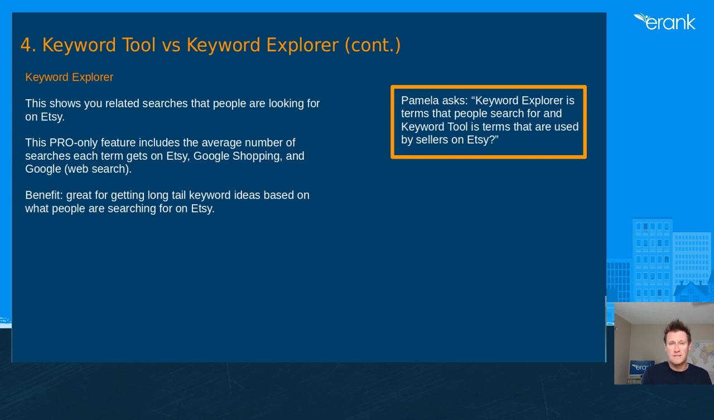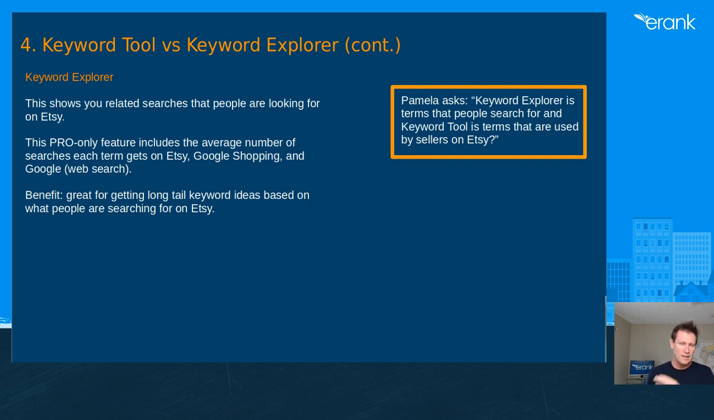This is a Pro-only feature, so sorry if you don't have access to Pro. But again, much like the Keyword Tool, it will show you the average number of searches per month on Etsy, on Google Shopping, and on Google Web Search as well. The real benefit here is you get great long-tail keyword ideas because it's based on what searchers or buyers are looking for on Etsy, not on the tags.